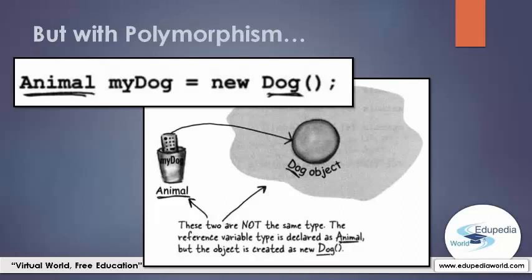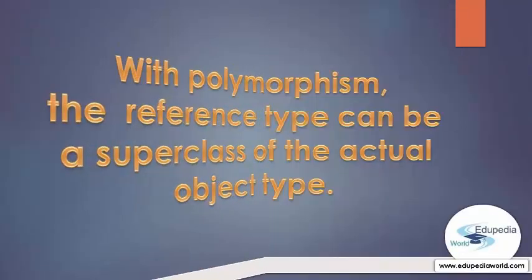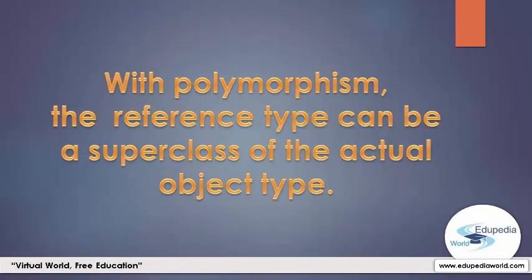The reference variable type is declared as Animal, but the object is created as new Dog. That is because a Dog is an Animal. If we extend the Dog class from the Animal class, we can do something like this. And that is called polymorphism. With polymorphism, the reference type can be a superclass of the actual object type.